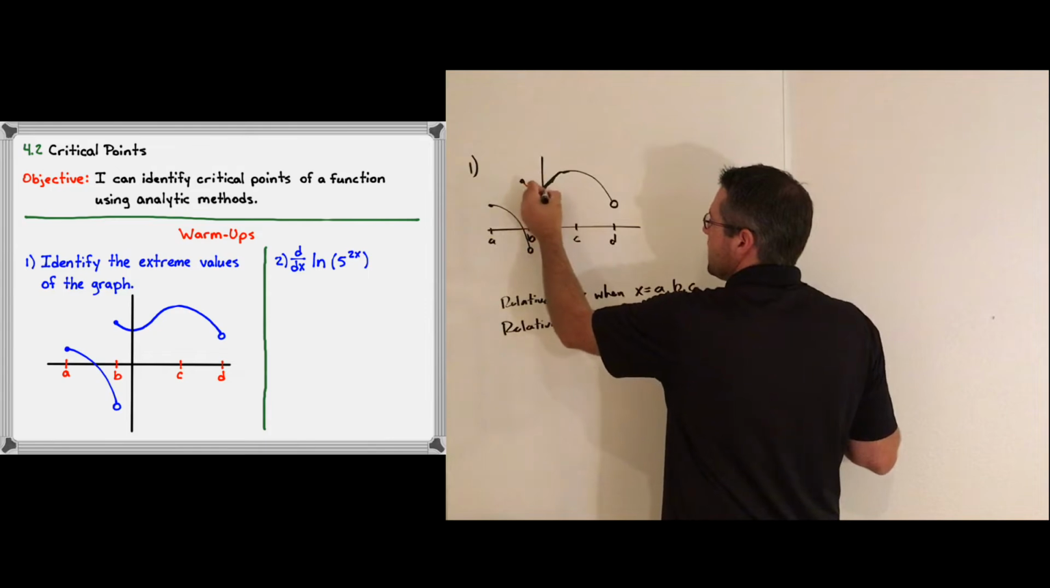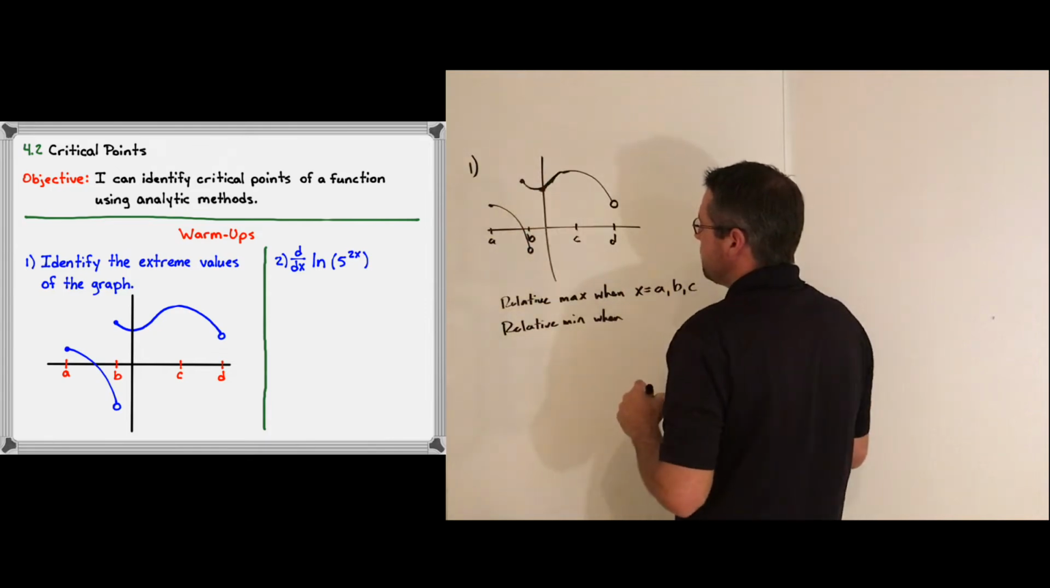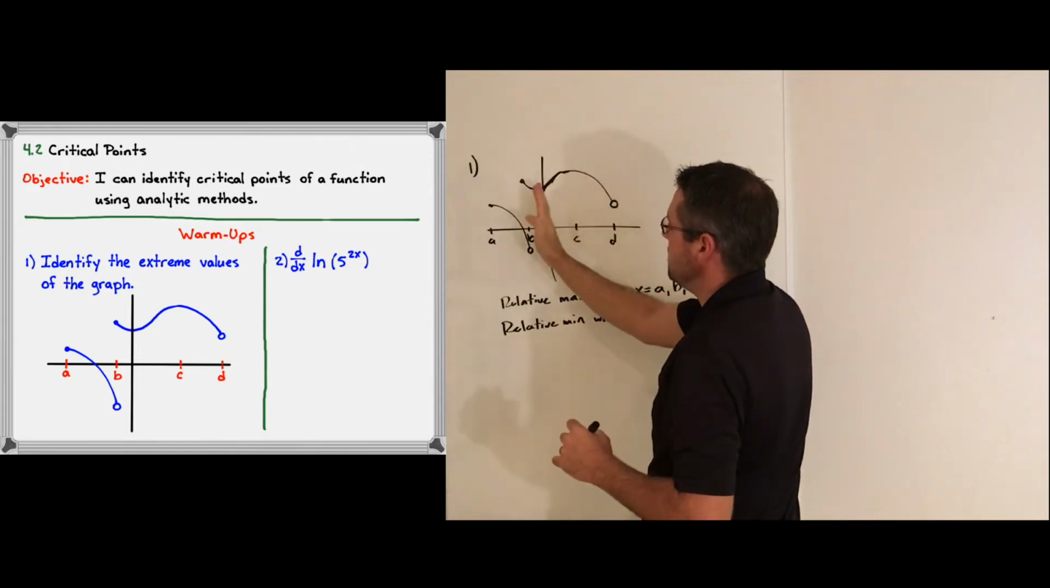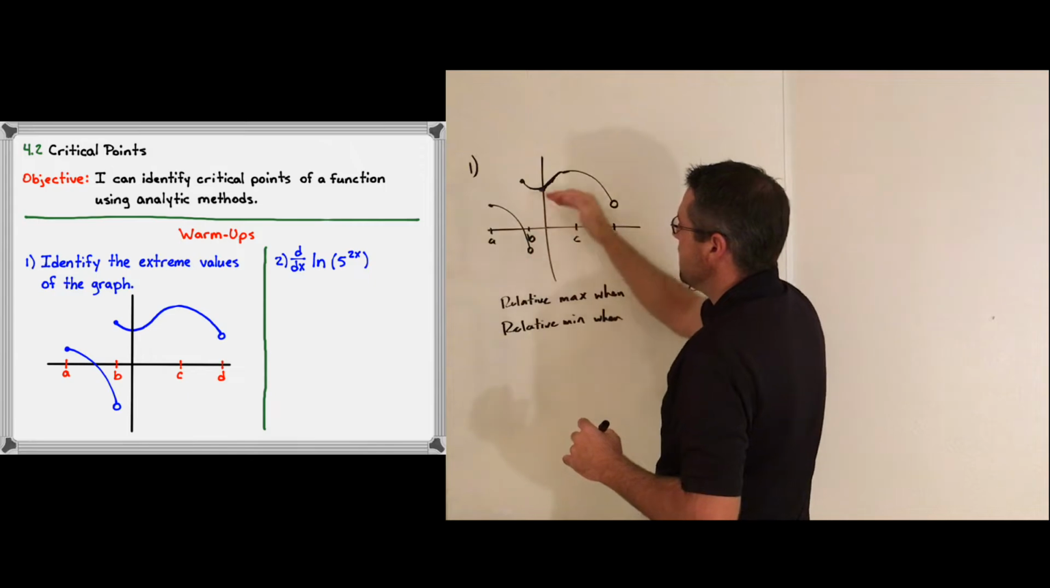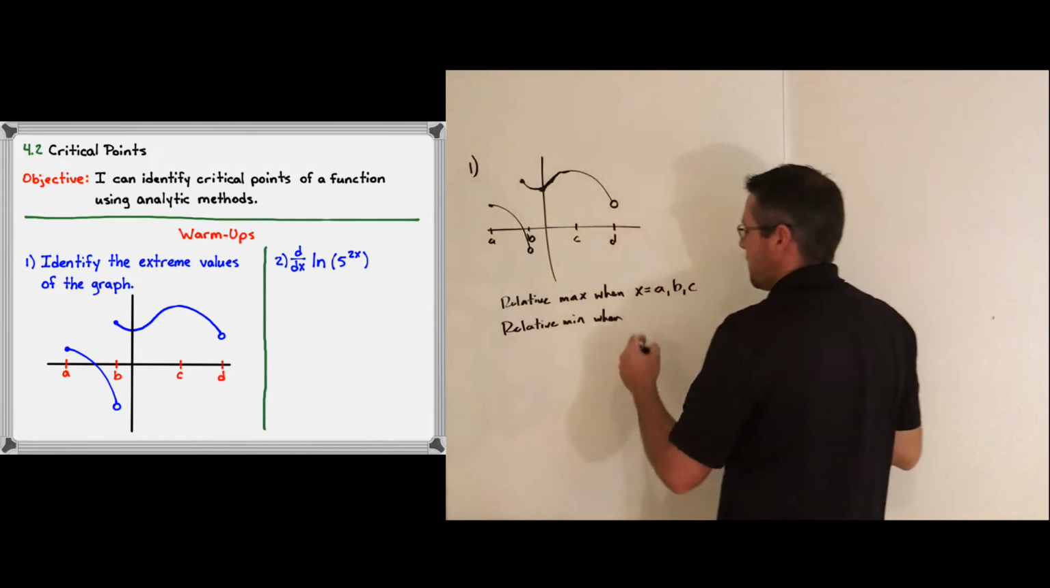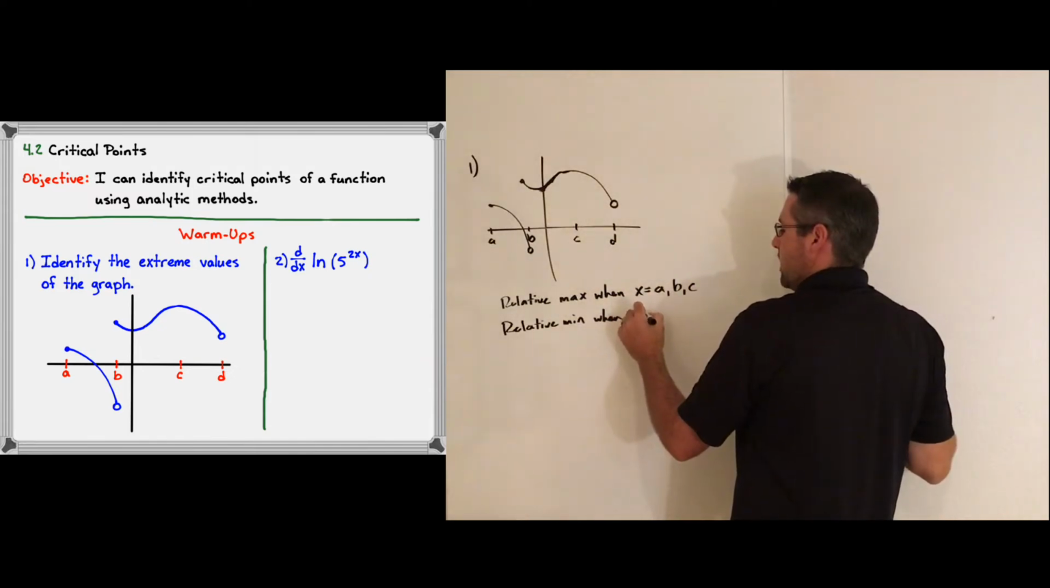But we could say here at 0 that that is a low point in comparison to the points that are immediately around it. Again, if you look just to the left and just to the right, we notice that f of 0 is lower, or is less than, any points that are immediately around it. So we have a relative minimum when x equals 0.